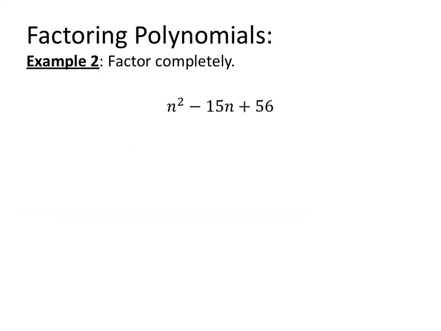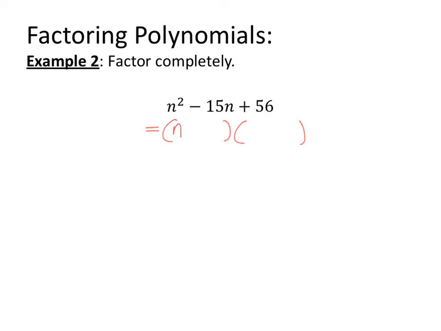Again, the first thing we would always want to do is just check for a greatest common factor. And if you look at all 3 of these terms, they have nothing in common, so they don't have a greatest common factor. I'm just going to start off by putting my 2 sets of parentheses, and I'll say, okay, well, if I'm looking at n squared here, that's going to be n times n.